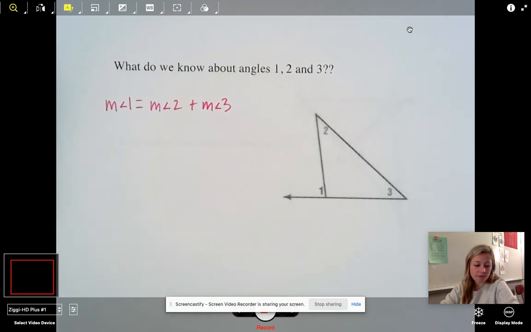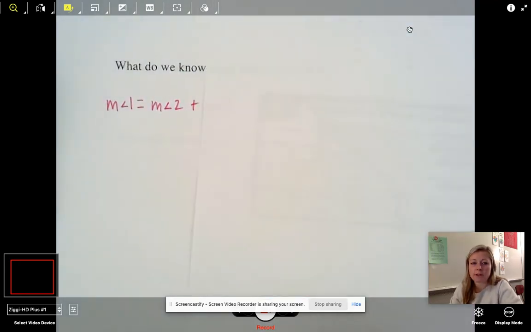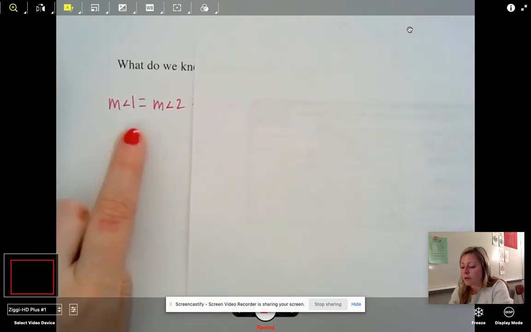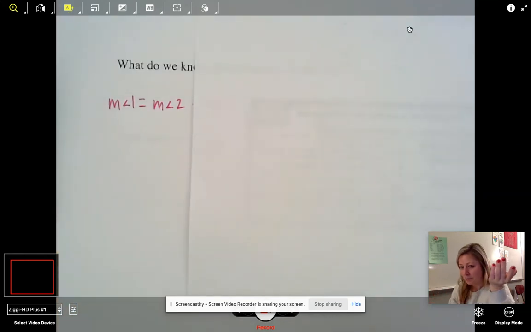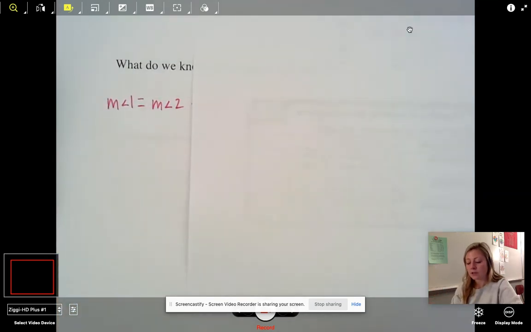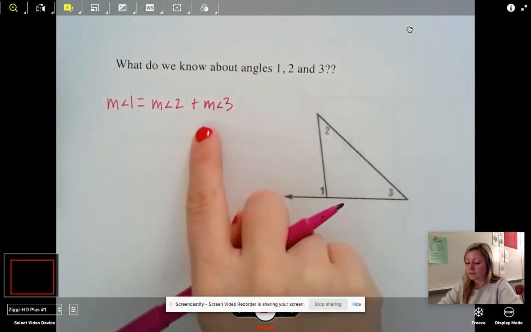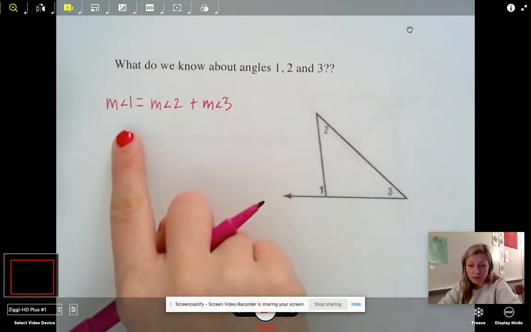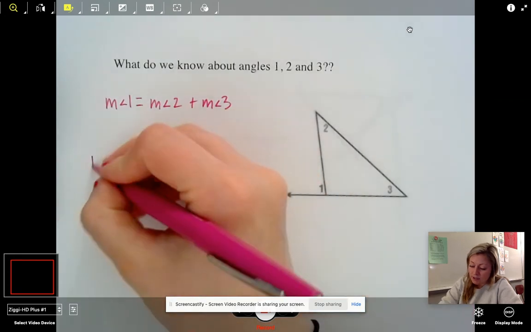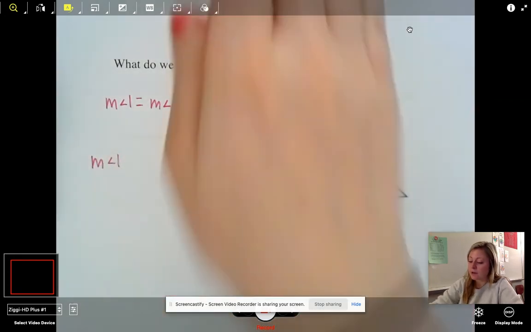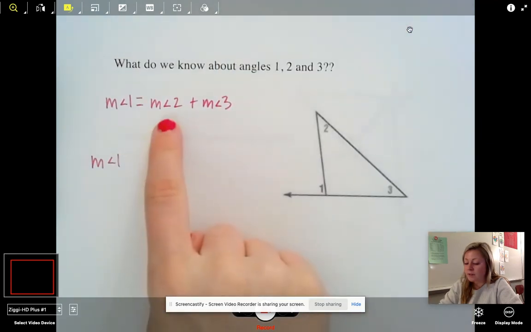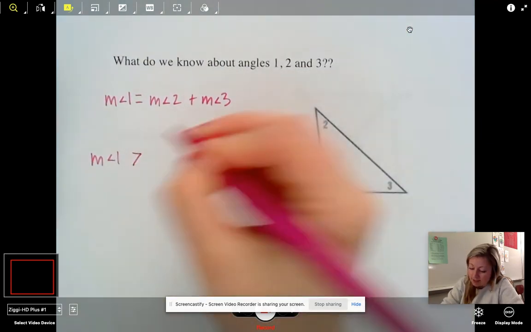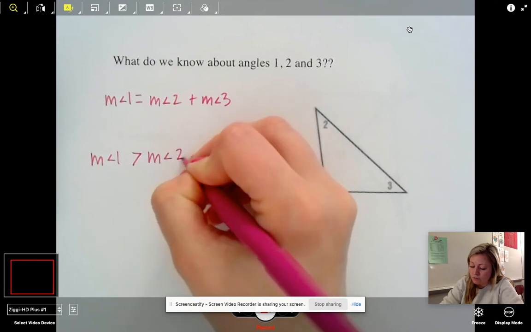But now, for fun, let's say I got rid of the measure of angle 3. We just got rid of it. How does the measure of angle 1 compare to the measure of angle 2? Well, wouldn't it have to be bigger than the measure of angle 2, since it takes a whole other angle added to 2 to even get to angle 1? Does that make sense? So if I just got rid of angle 3, I would know that angle 1 has to be greater than the measure of angle 2.